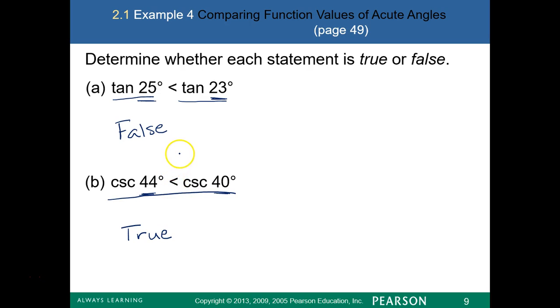So if this just totally blew your mind, then another good way to figure out whether these statements are true or false is just by simply plugging it into your calculator and getting a decimal value. So if you plug in tangent of 25 degrees into your calculator, and then tangent of 23 degrees, replace that value here, replace that value here with whatever you got from your calculator, and look at this statement with this symbol right here, and tell me whether it's true or false. So that's another good way of just using your calculator.